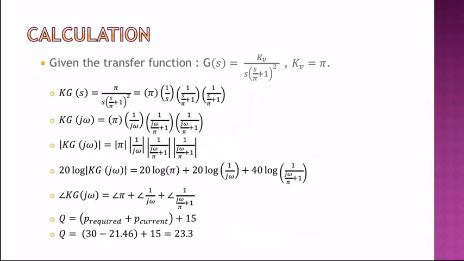To draw the system, we need to find the magnitude and the phase of the system. The magnitude of the system is actually the absolute value of the component.